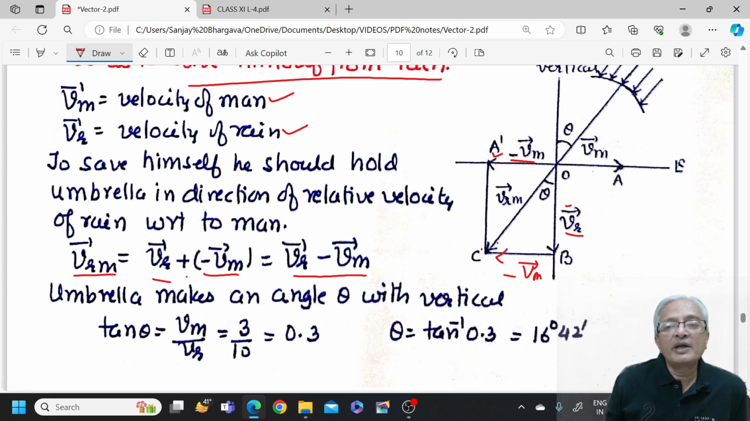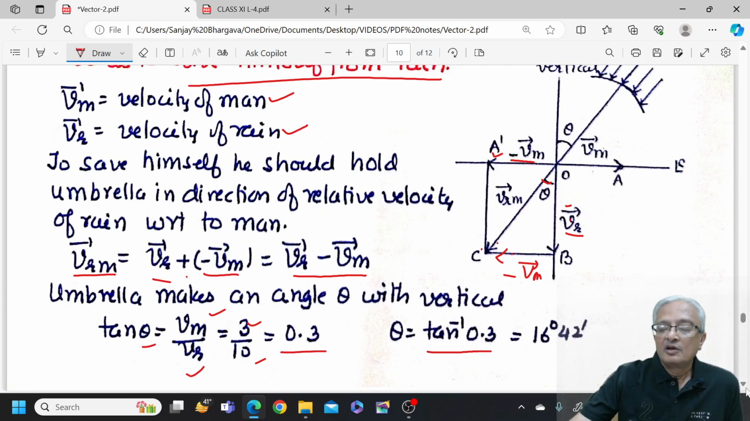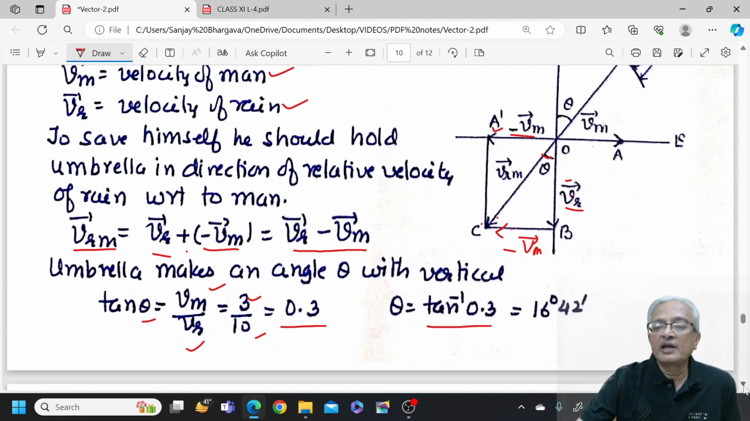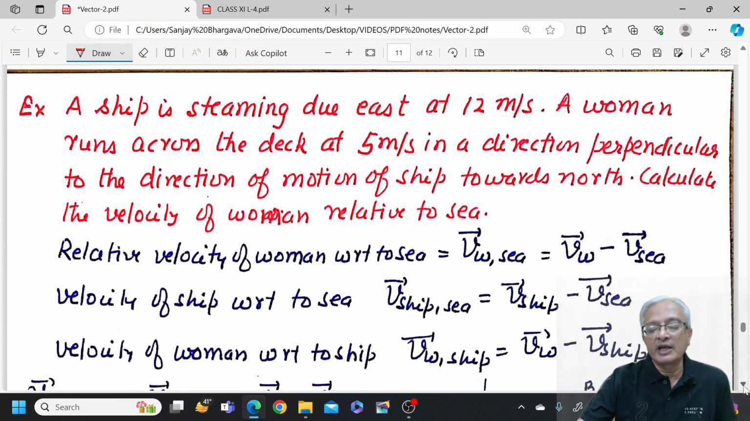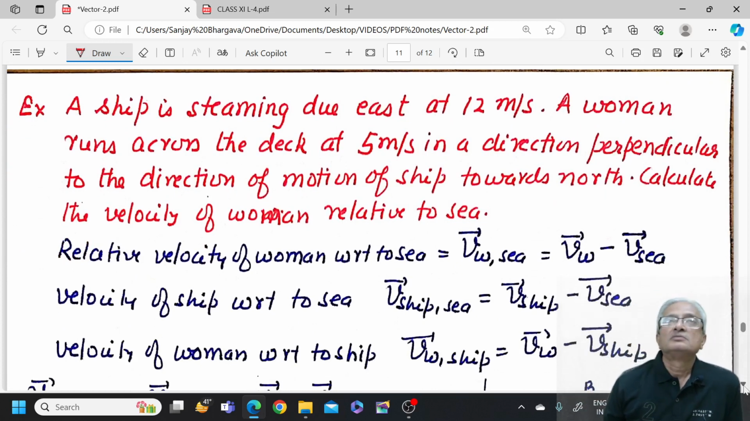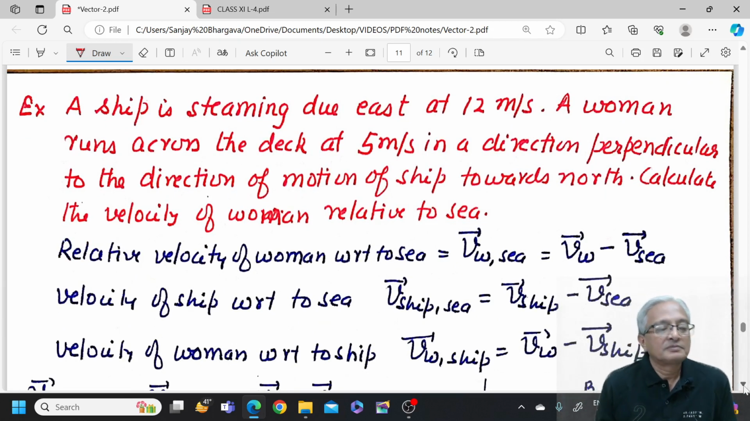So the umbrella has to make an angle theta with respect to the vertical. So tangent of theta would be equal to perpendicular upon the base, so Vm upon Vr, 3 upon 10, that is 0.3. So theta is tangent inverse 0.3. Looking into the log tables, we find the angle as 16 degree 42 minutes. So the person, to save himself from the rain, has to hold his umbrella at 16 degree 42 minutes with respect to the vertical.